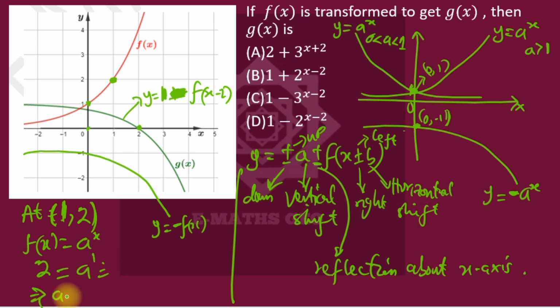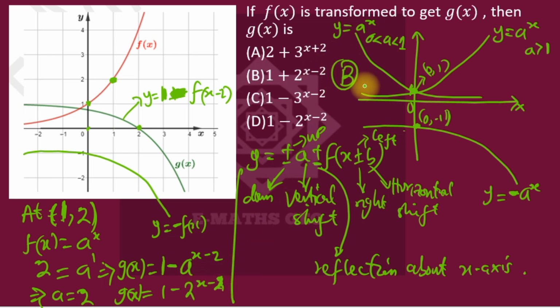a is 2. Therefore, this g of x we are looking for will now be 1 minus a raised to power x. And we've gotten a as 2, which is 1 minus 2 raised to power x minus 2. So that is the answer. Our answer is option B. So it's a very tricky question.